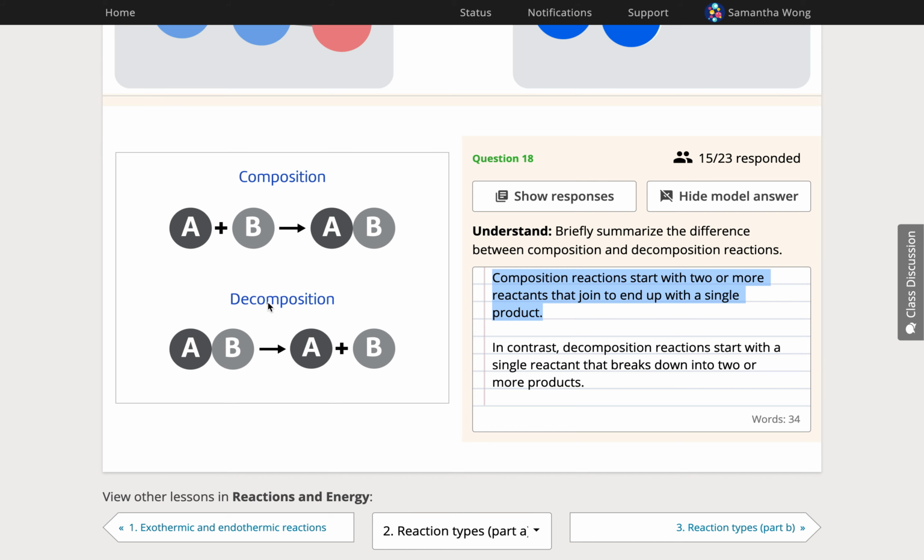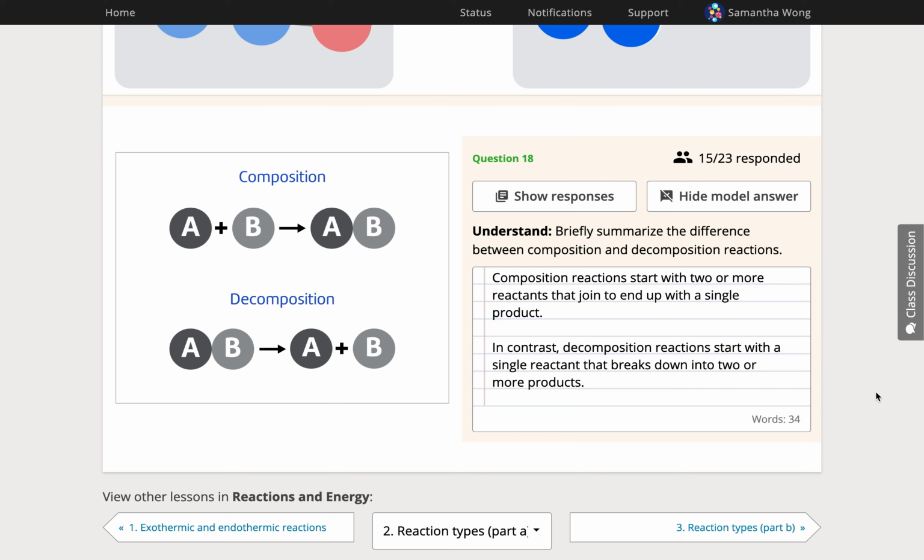Whereas a decomposition reaction, you could see it as the opposite, but what it is, it's a reaction that starts with a single reactant, so one starting point, that breaks down into 2 or more products that we can see here. So to simplify both, a composition reaction is A plus B gives you AB, whereas a decomposition reaction, AB breaks down to give you A plus B.